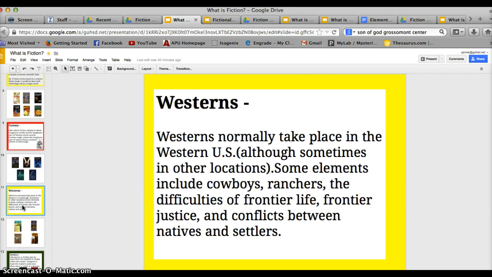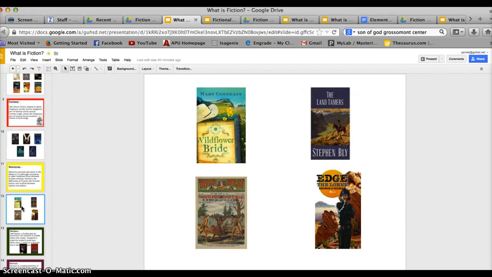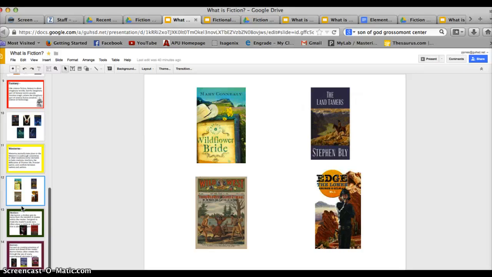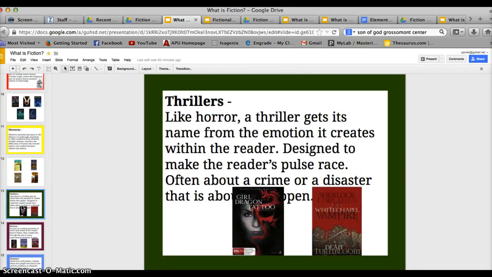Westerns are also popular for some and always include a cowboy or two and the difficulties that they've experienced on their frontier life and the conflicts that they may have experienced between the natives and the settlers. Here are some examples of Westerns and different authors that write those books. Thrillers is another popular one.